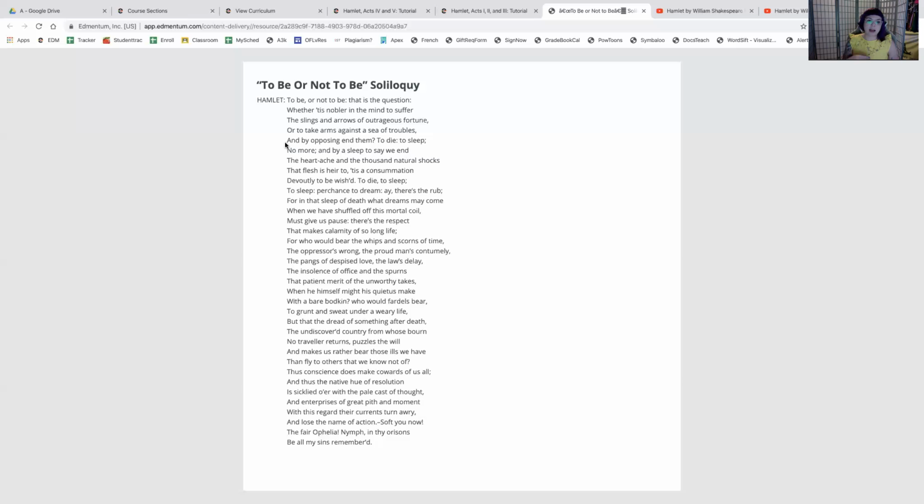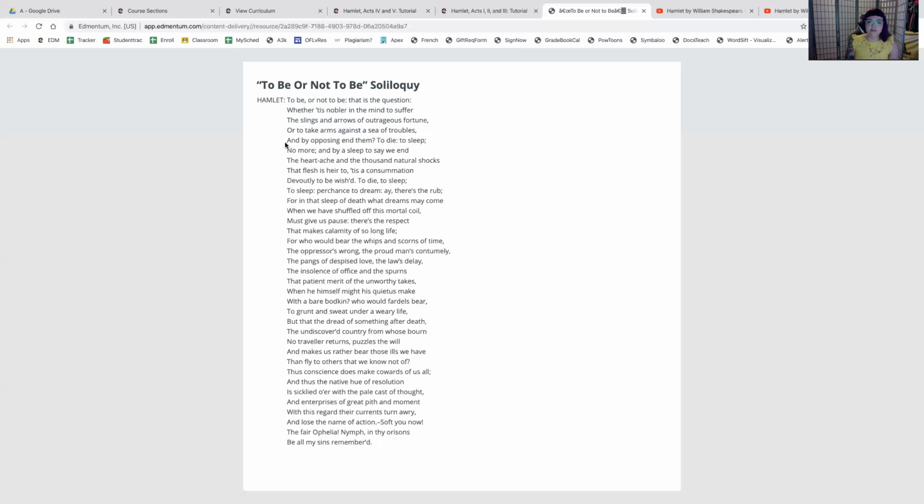There is a respect that makes calamity of so long life. So, people think that it's so great to live a long life, and then it just goes on like that, where he's basically weighing back and forth whether life is worth living or whether he should die. And then, is it bad to die for then leaving everyone to mourn after him, if he were to kill himself?